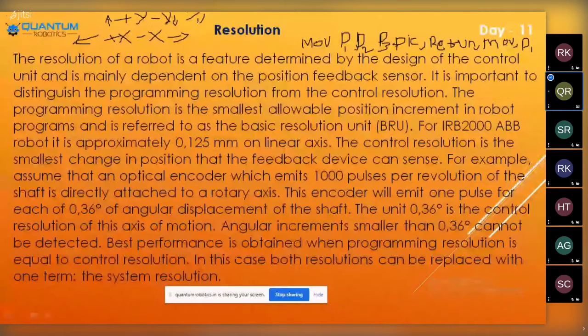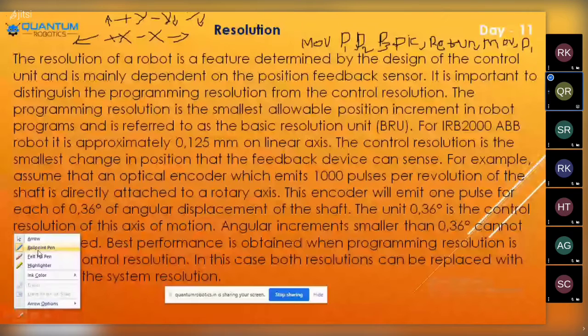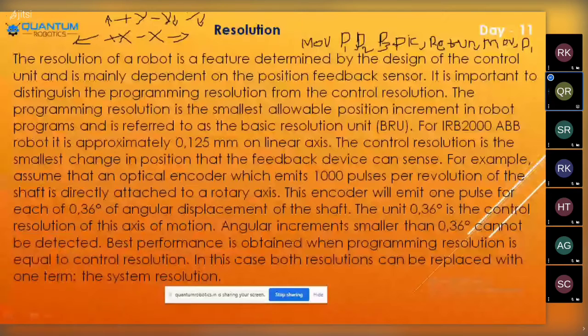Like the resolution, all the positions will be like this. According to this position, we get the exact position of the robot. And in this position, the increment the robot program refers to is called the basic resolution unit. Now here we learn: what do we mean by the basic resolution unit?